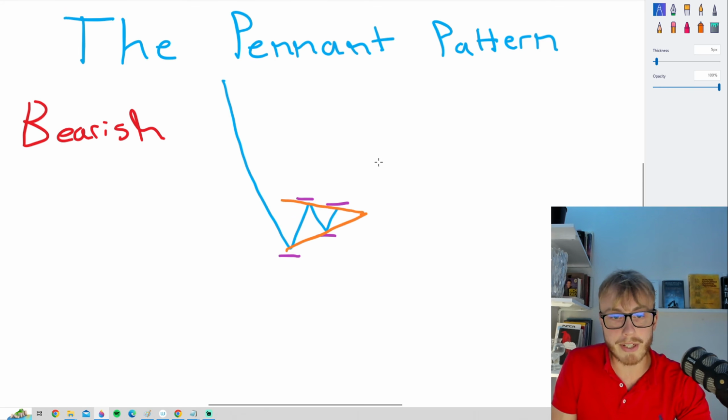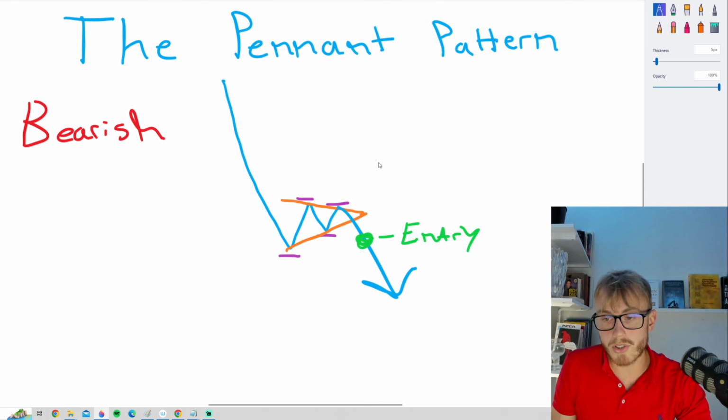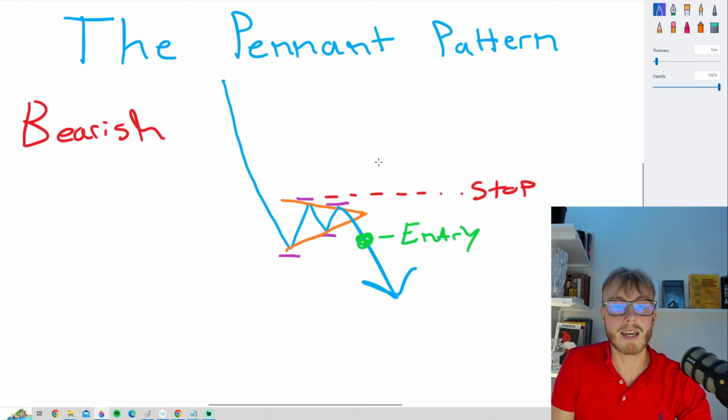And what we're looking out for here is the break towards the downside. If you are shorting the market, your entry point will be around here, and your stop loss will be below the lowest high right here, so your stop will be somewhere around there. For the profit methods, you usually use the exact same method as we talked about for the bullish pennant.